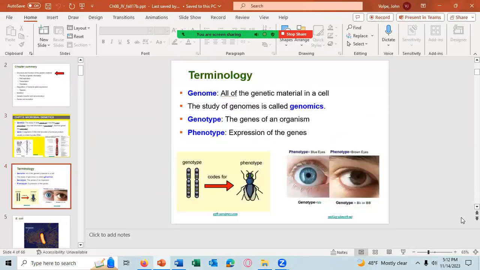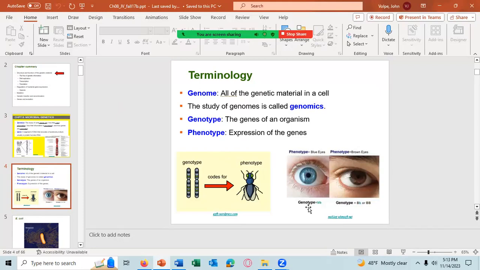All right, the genome is all the genetic material in a cell. We're talking about microbes, where a cell is essentially the microorganism. So for microbes, the genome is also all the genetic material in an organism. The study of genomes is called genomics. A genotype is the genes of an organism. For example, this individual has blue eyes, and that's the phenotype, the expression of the genes.